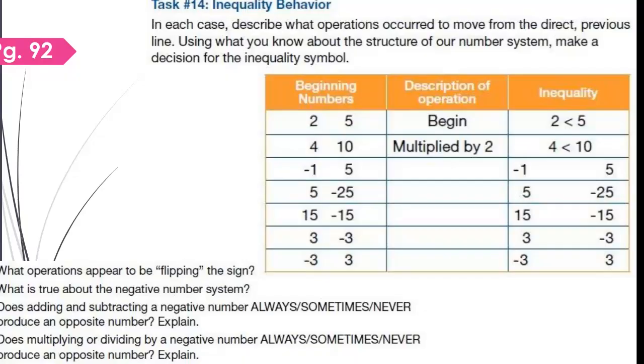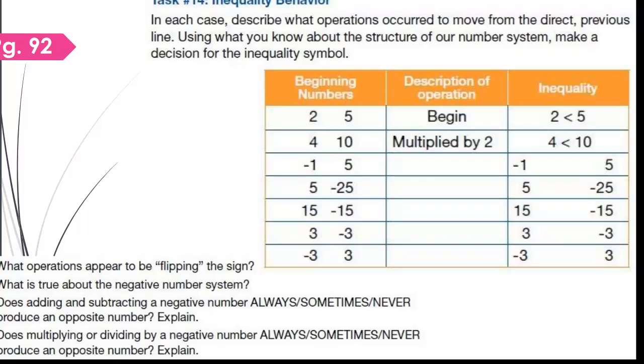So first up, we are starting with numbers 2 and 5, okay? And we know 2 is less than 5, all right? Then we take these numbers and we're like, what do we do to these numbers to get 4 and 10? And the answer is we multiplied by 2 because 2 times 2 is 4 and 5 times 2 is 10. And when we multiply by 2, we end up with 4, which is still less than 10.